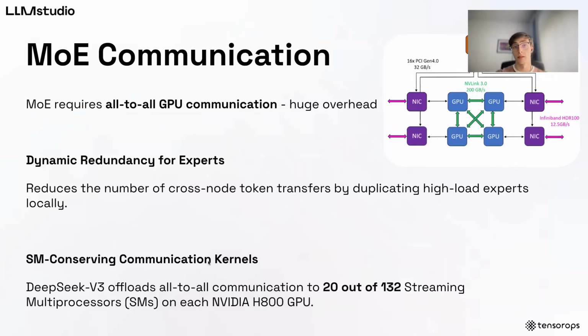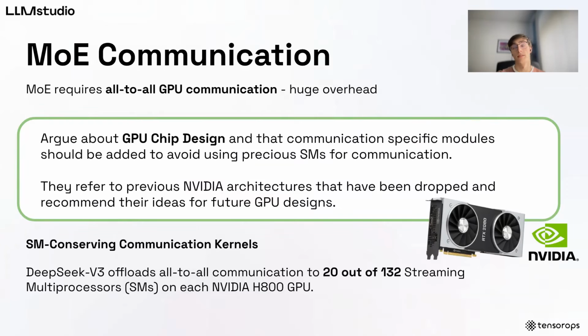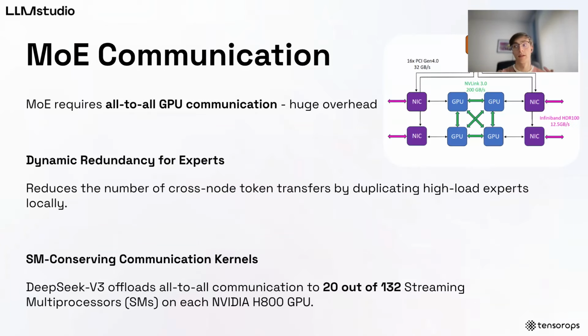But another thing is that they are using the SMs, meaning the streaming multiprocessors, for communication on each GPU, and they try to conserve it as much as possible, making communication more efficient. And they managed to use only 20 out of these 132, okay, which is quite good, looking at how much communication they have to do. However, it's still a lot, okay? And they argue about this. It's one of the things they complain about.